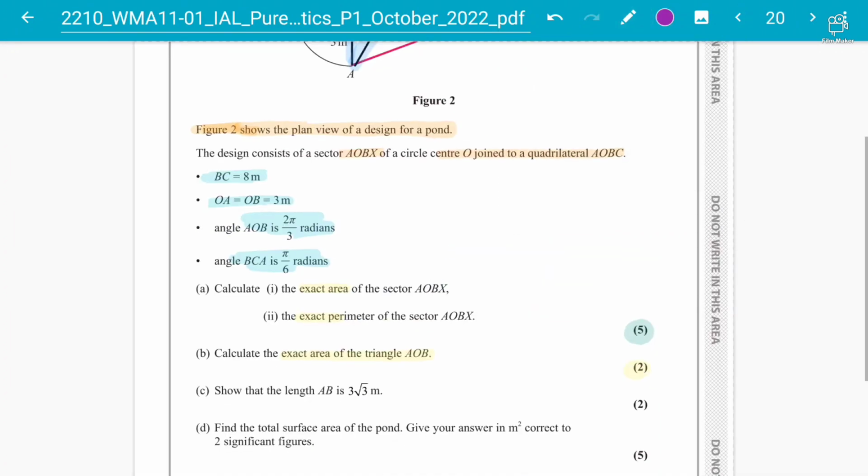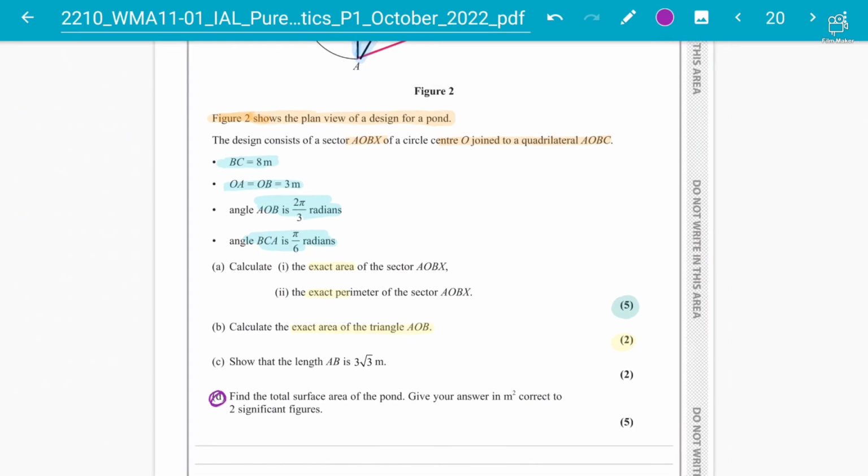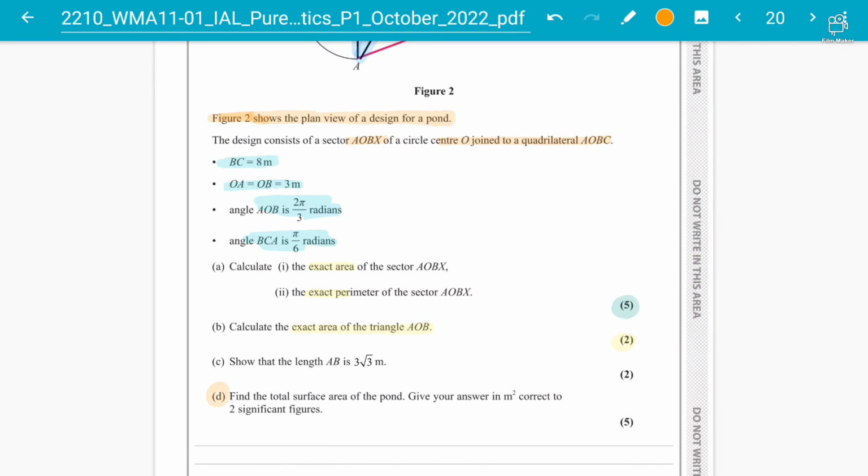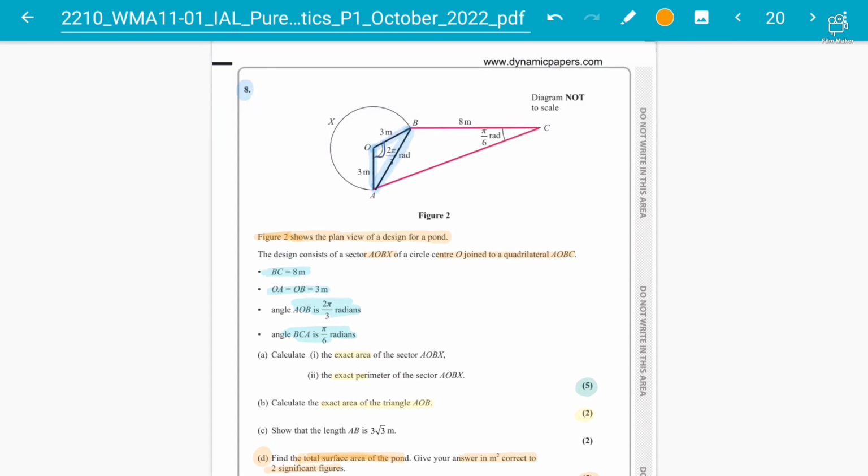Moving forward to the last part of this question, which again carries heavy marks. It's going to be for 5 marks. You have to give your answer in meters squared, correct to 2 significant figures. This time you have to give it to 2 significant figures: the total surface area of the pond. Now you have to give the total surface area of the pond, students.